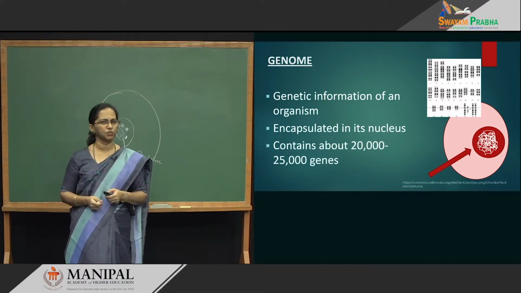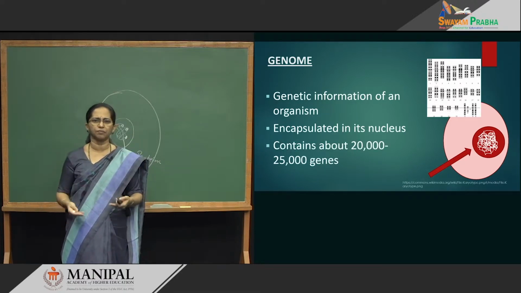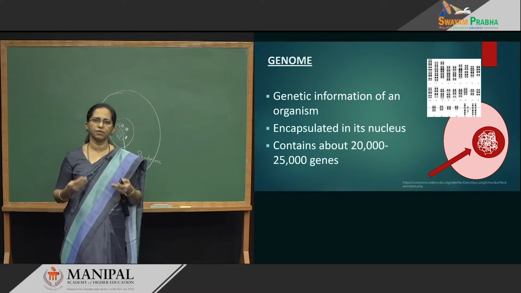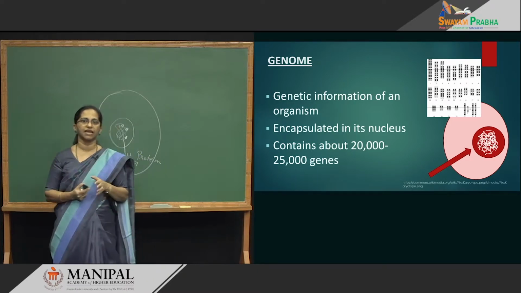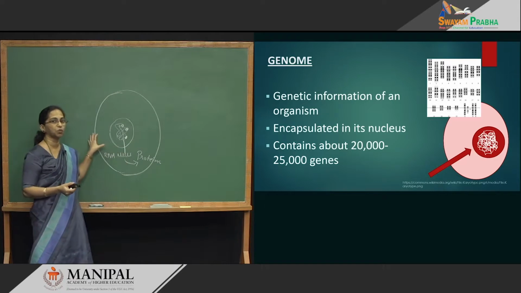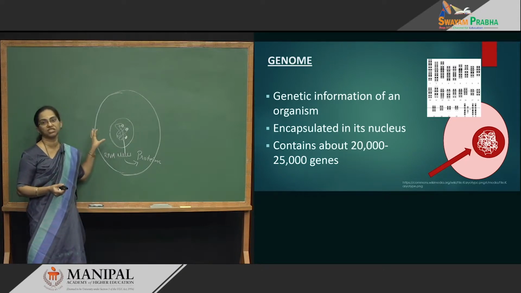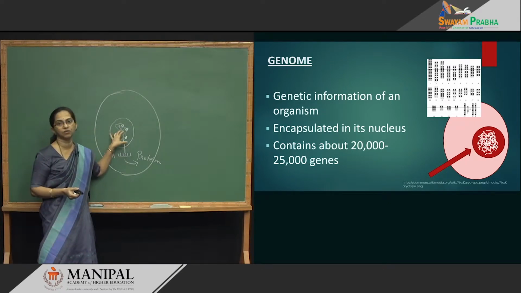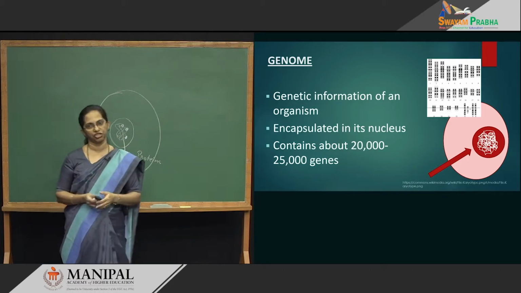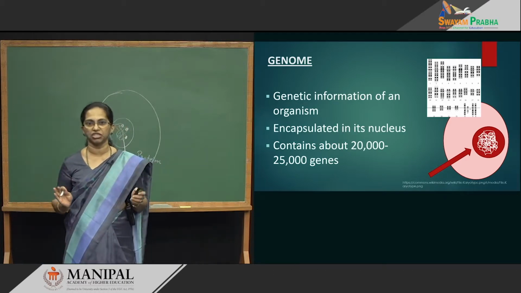And how many genes do we have? To run the entire body, to sustain life, how many genes do we have inside the nucleus? It's not a small number. It's about 20 to 25,000 genes hidden inside the nucleus. That's our genome. So we now know what a genome is.